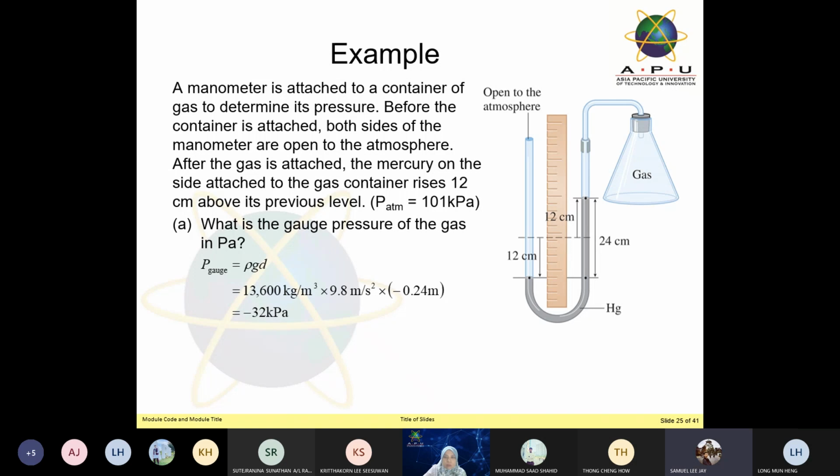Miss, may I know why they used 0.24 instead of 0.12? Why is it 0.24? The d must follow this. So 12 plus 12. But miss, they only said it rose 12 cm. Oh wait. Rises 12 cm above its previous level. The previous level is not mentioned.